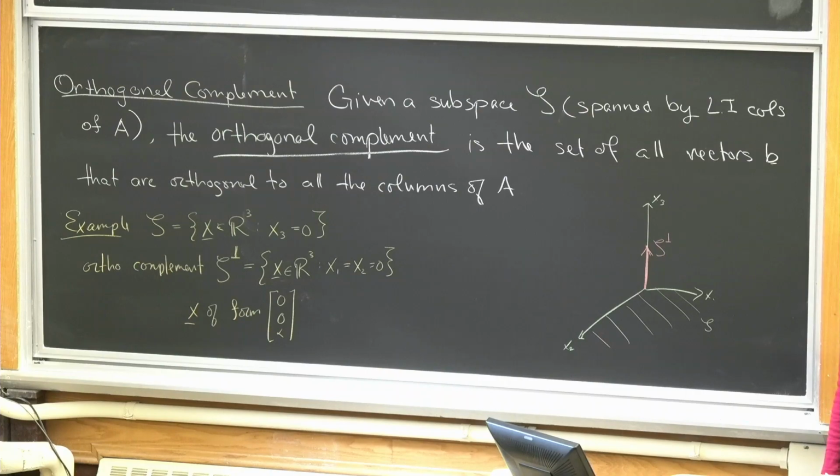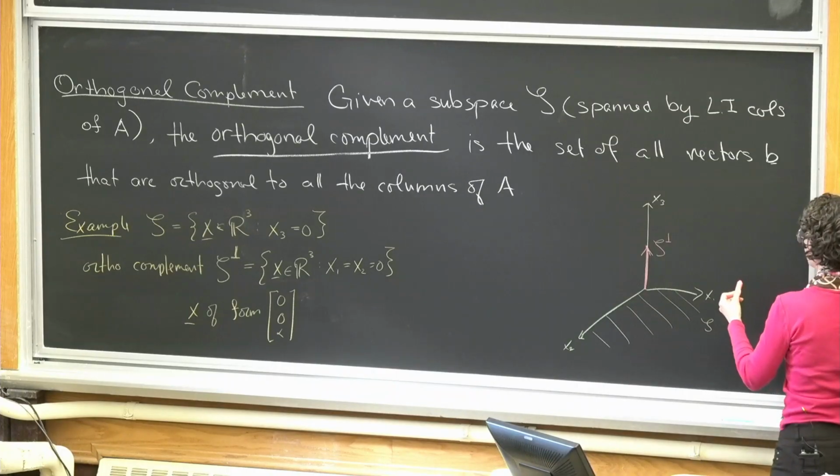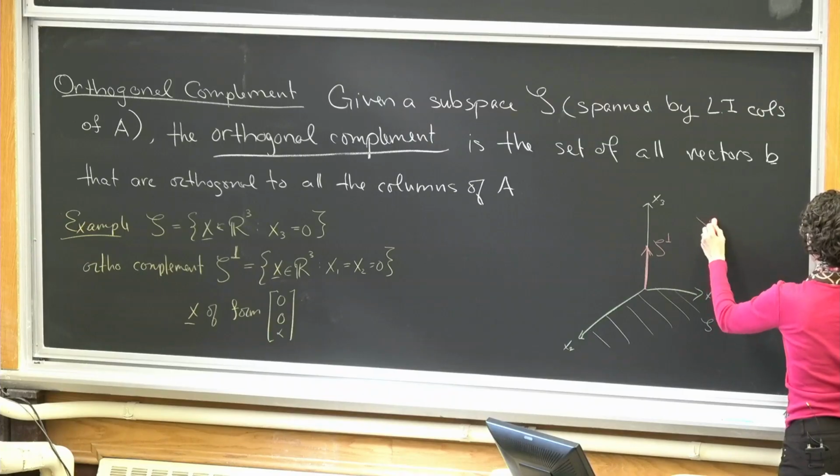Make sense? Notation is just like an upside down T, or like S perp. Yeah, an upside down T is a good way to describe it. If you're into LaTeX, this would be perp.